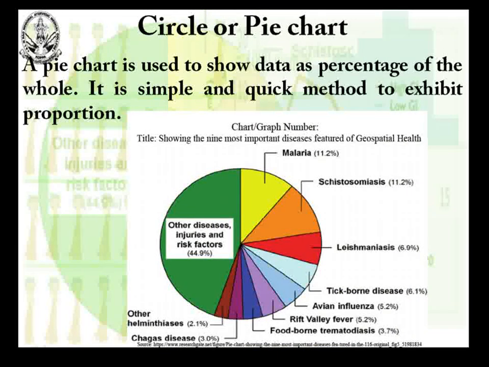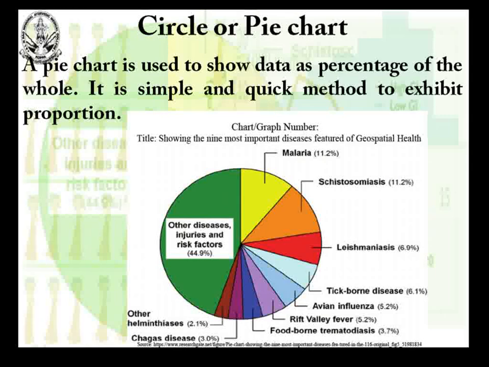After that it comes to the circle or pie chart. A pie chart is used to show data as a percentage of a whole. It is a simple and quick method to exhibit proportions. The whole circle is taken as 360 degrees. So 360 degrees is taken as 100%. According to the covered percentage, that degree is covered in the circle.